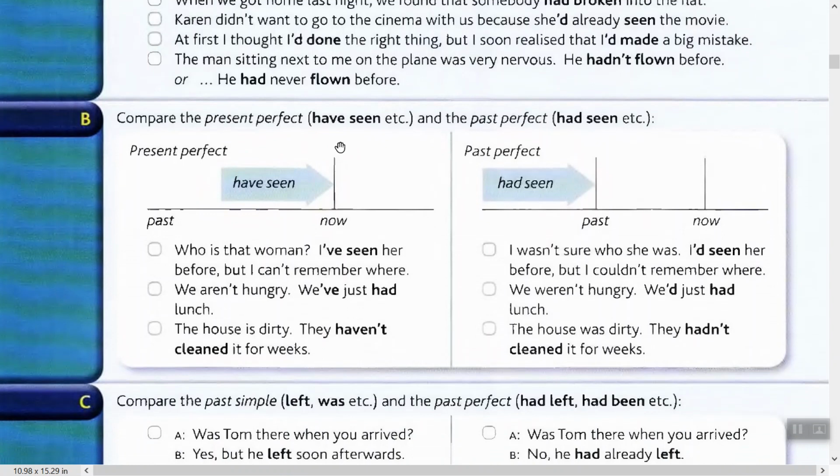This is the difference between past perfect and present perfect. Here, for example, past and now. Past, now. Here it is still in the past. No now. Past, now.